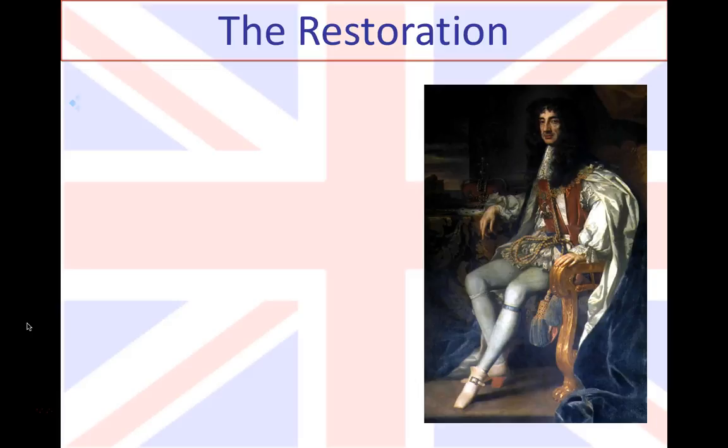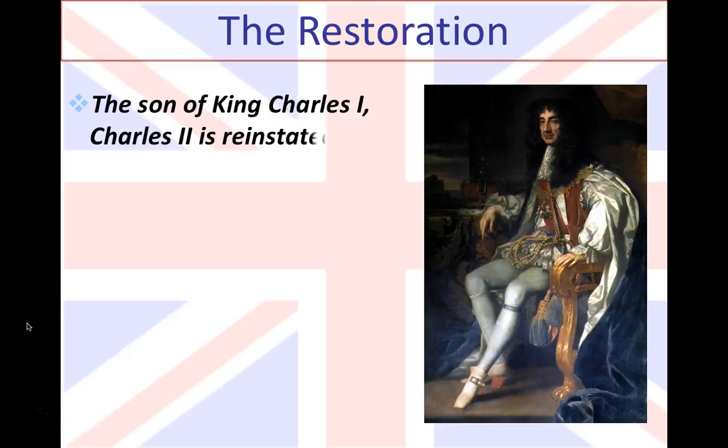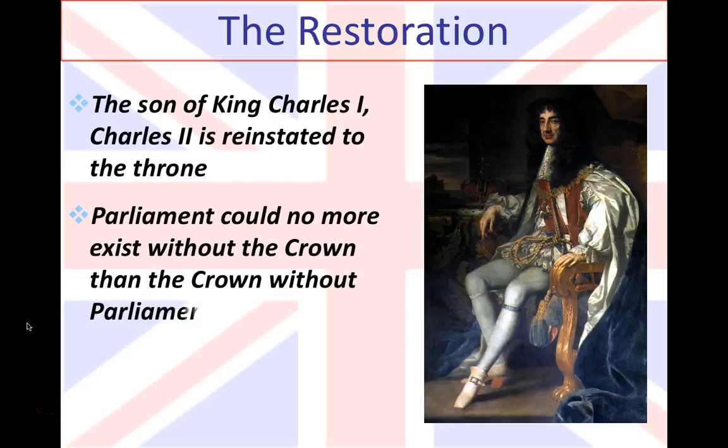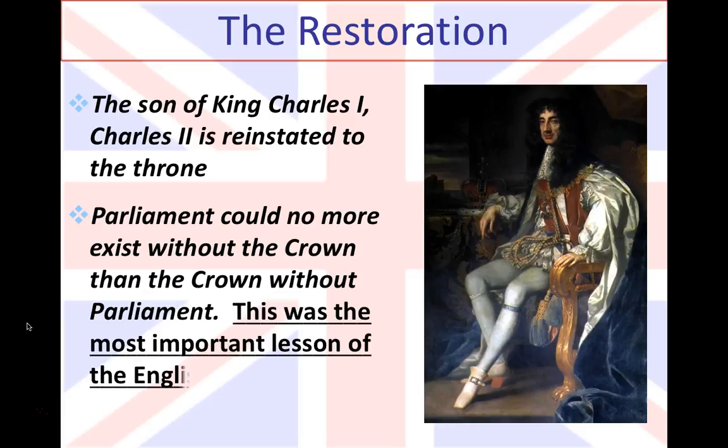In the end, under the leadership of a former royalist who led the Scottish army, Charles's son, Charles II, was invited back to England to become king. So in 1660, with the help of the general, they marched into England and assumed control. The lesson learned from this whole ordeal is that Parliament could no more exist without the Crown than the Crown without Parliament.